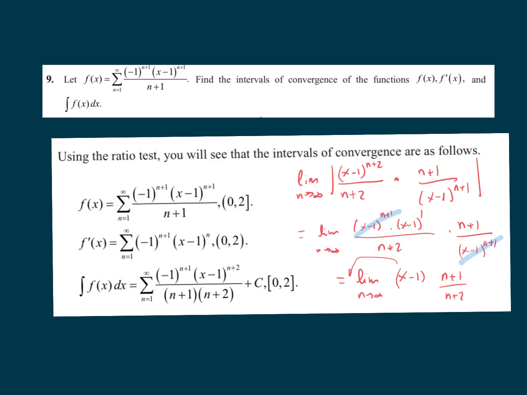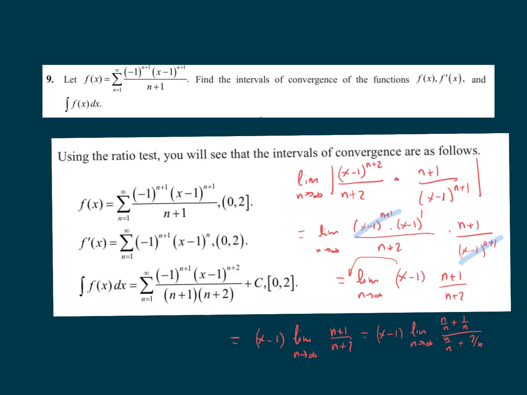And (n+1)/(n+2), the limit when n goes to infinity, goes to 1. So it will be equal to |x − 1| multiplied by the limit when n goes to infinity of (n+1)/(n+2). And this limit: we divide numerator and denominator by n, and it will be n/n + 1/n divided by n/n + 2/n.